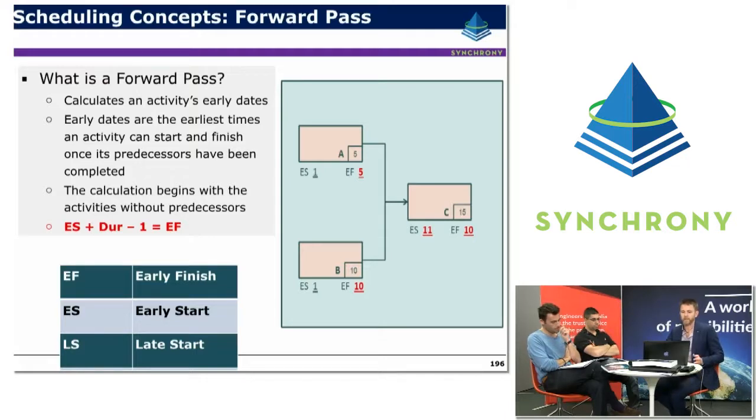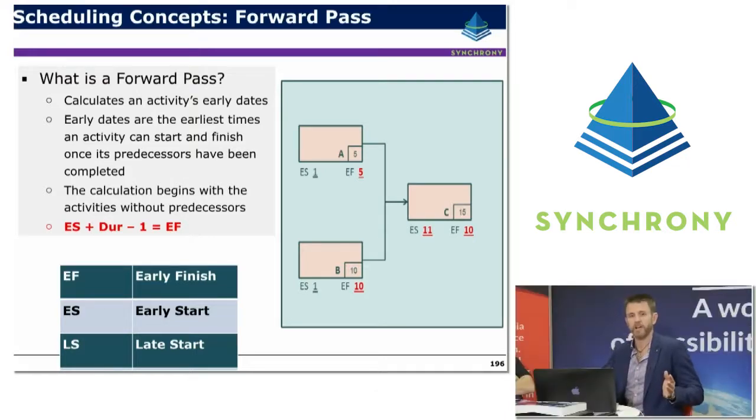So the calculation begins with the activities that don't have predecessors. So at the start of the project, this would be project start or something like that, and it would flow through. Basically, an early start date is calculated, and the early finish date is calculated as the early start date plus the duration of the activity minus 1 day, which gives us the early finish date.